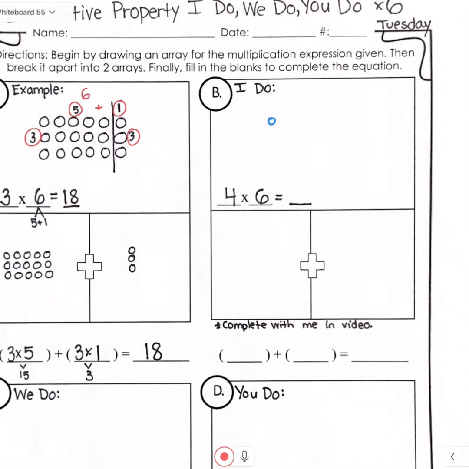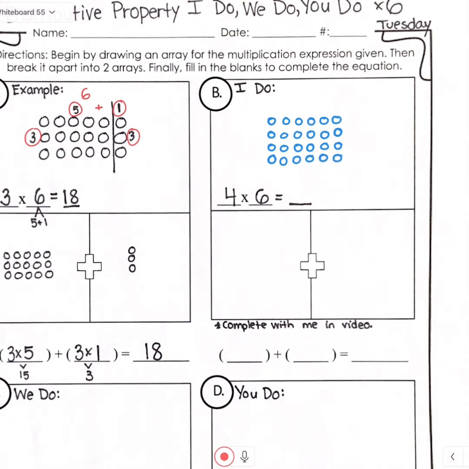So I'm going to start by drawing 4 down, and I'd like you to do the same thing on your paper right along with me. So if you don't have your paper, pause the video, go get your packet so you can do this right along with me. Okay, so I have 4 going down, and 2, 3, 4, 5, 6 across each row.